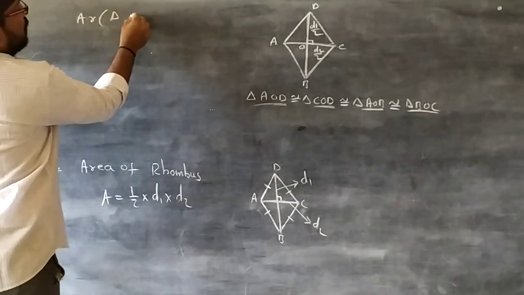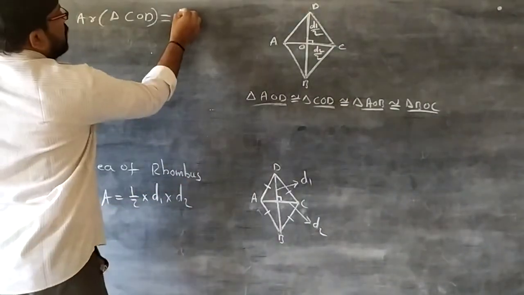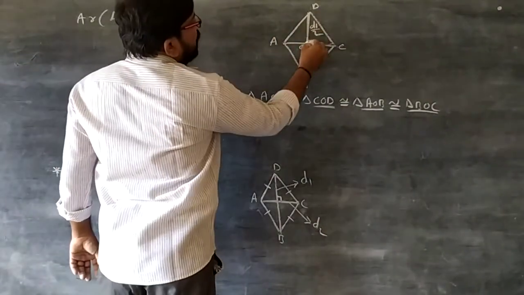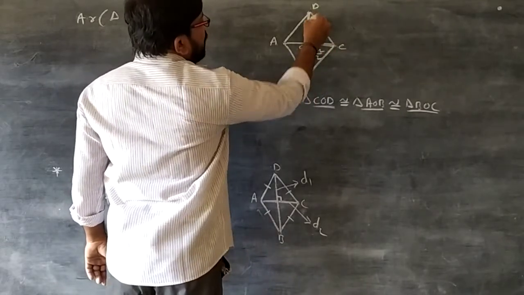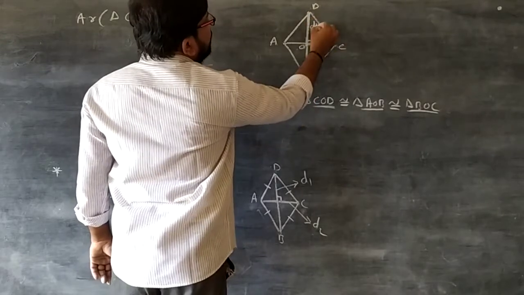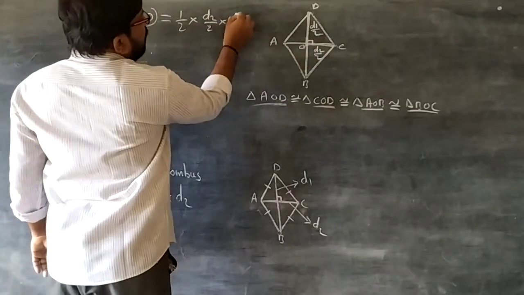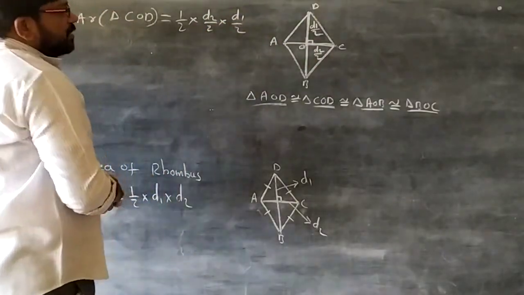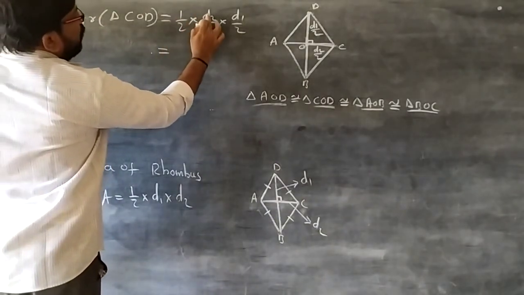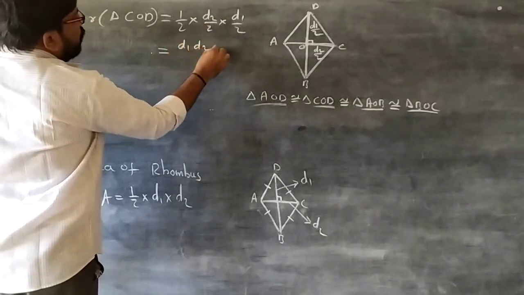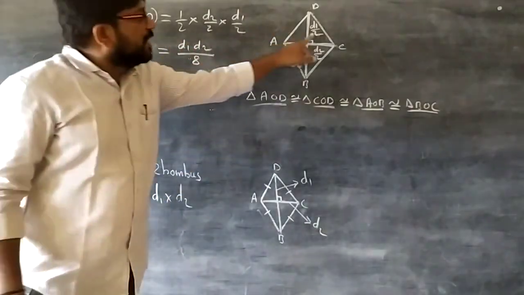Area of triangle COD is equal to, we know very well, half into base into height. Half into its base how much? These two are perpendicular sides. It is the base and it is the height. Base is D2 by 2 and the height is D1 by 2. Half into base D2 by 2 into height D1 by 2, right? So that is equal to 1 into D2 into D1, which can be written as D1 D2 by 2 into 4, that is, 8. It is one triangle, the area of this triangle only.